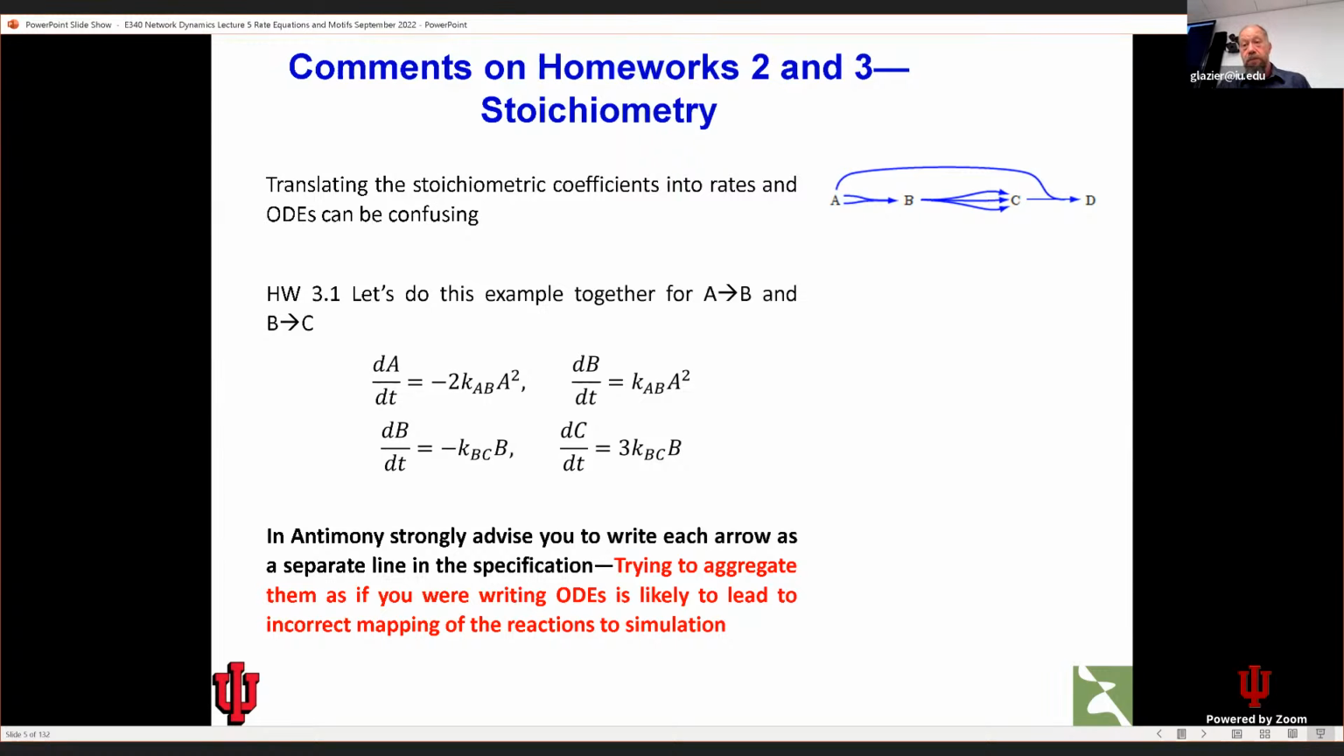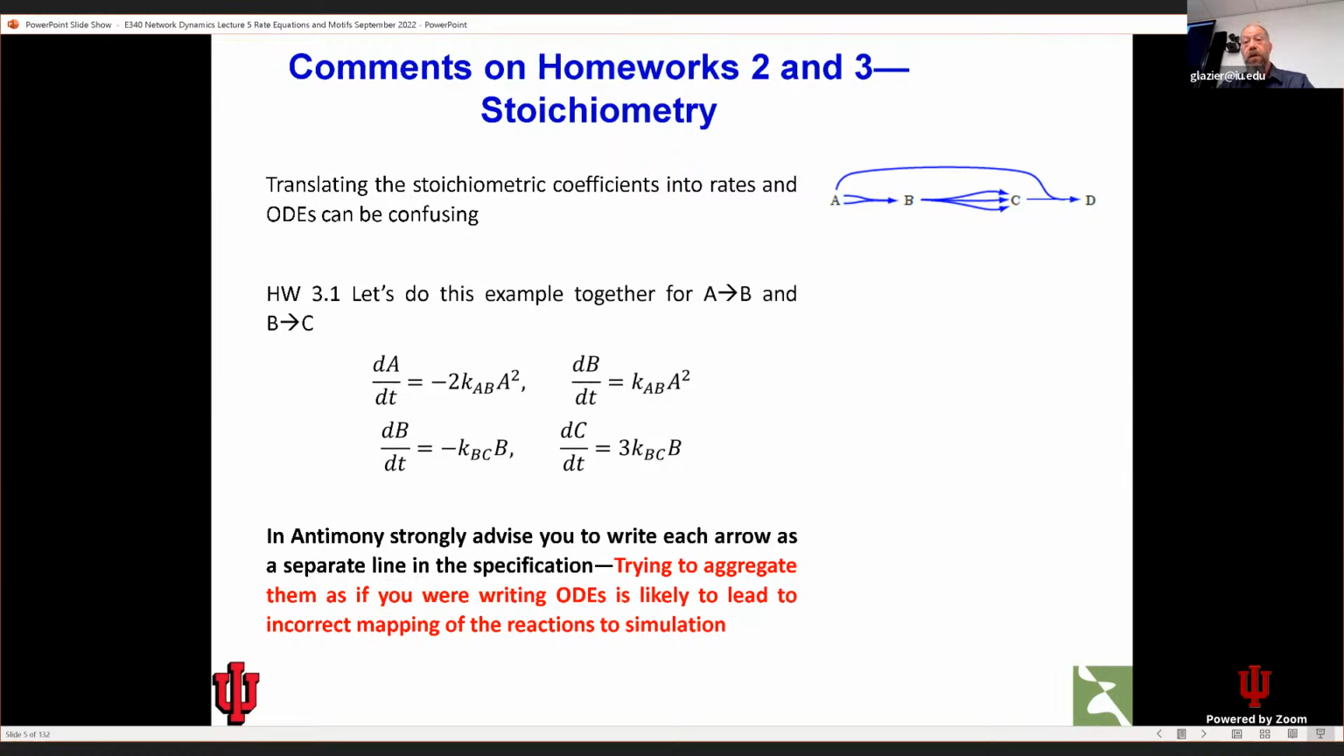However, when you do that, that stoichiometry is handled reaction by reaction. And something that I saw in a few homeworks was people who were used to writing ODEs were trying to aggregate multiple arrows in their reactions into one line of Antimony. It is possible to do that in some cases, but I strongly discourage doing that. It's extremely easy to make mistakes when you do that. So for each arrow that you see in your diagram, I strongly encourage you to write a separate line of Antimony declaring that reaction. Don't try to aggregate things into a single line of Antimony.